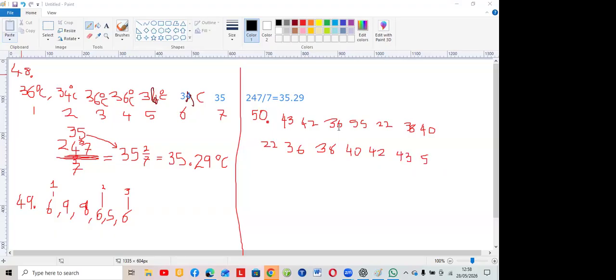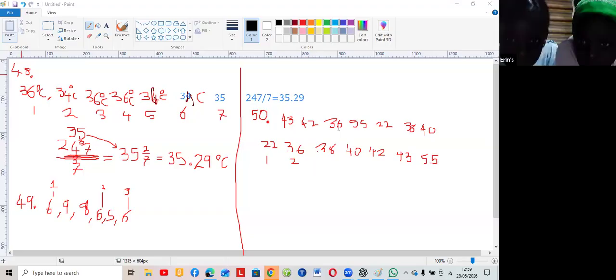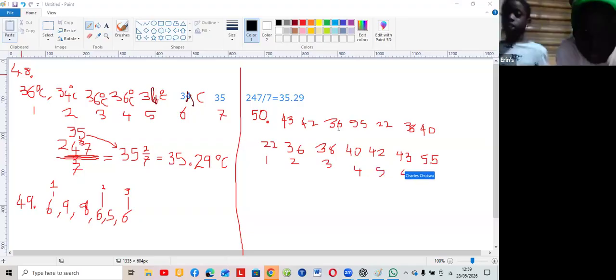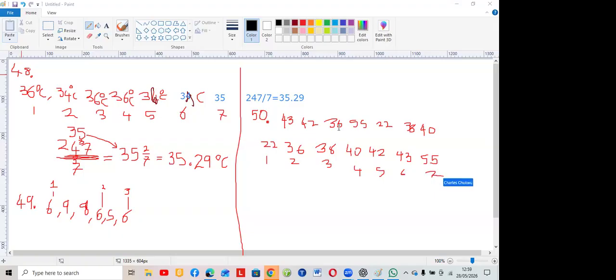So now that we found that, which one is in the middle? 1, 2, 3, 4, 5, 6, 7. I would say 40 is in the middle. Yes, I agree with you so very much. It is 40 because 40 is right in the middle, with 3 here and 3 here. So this is the median. Okay, so you can go ahead and write.